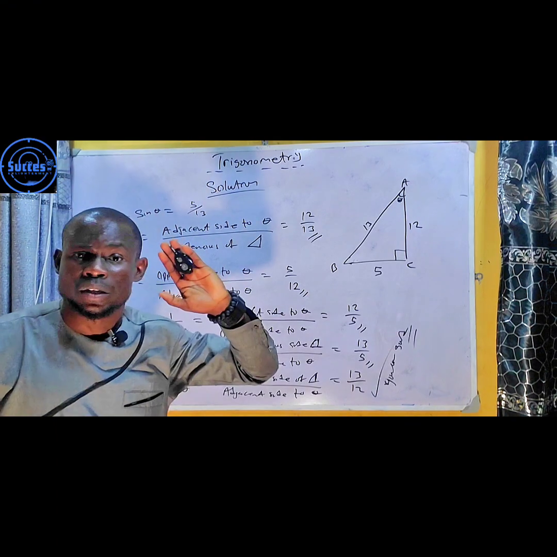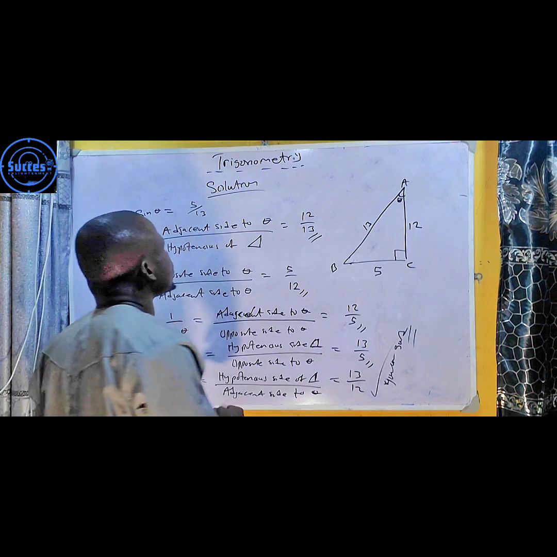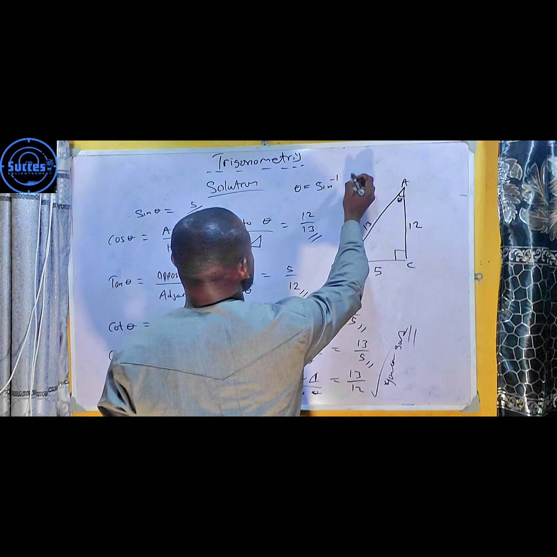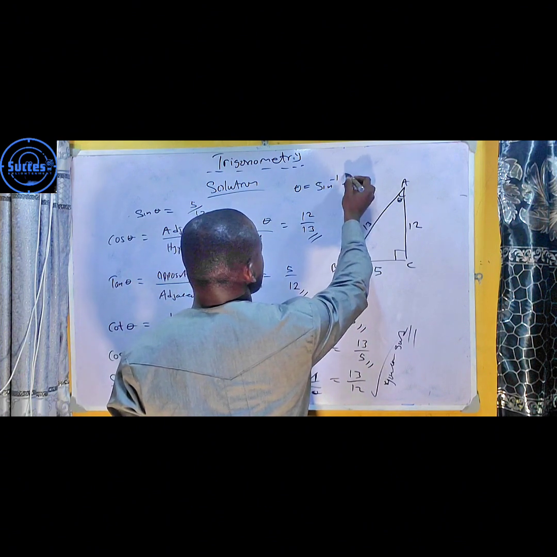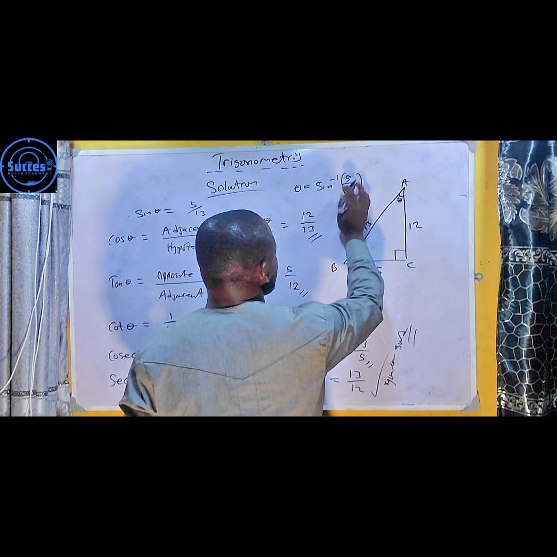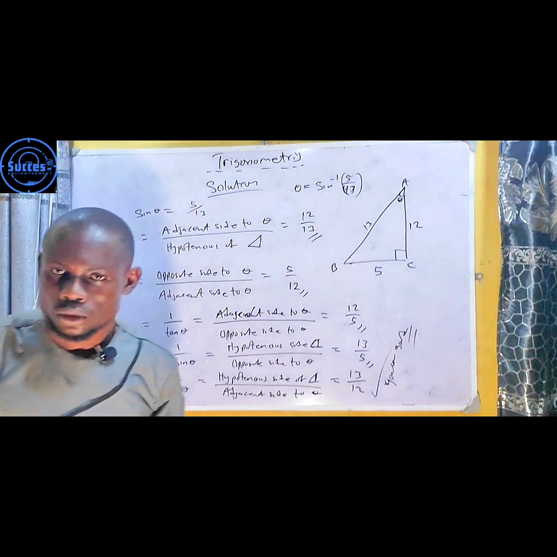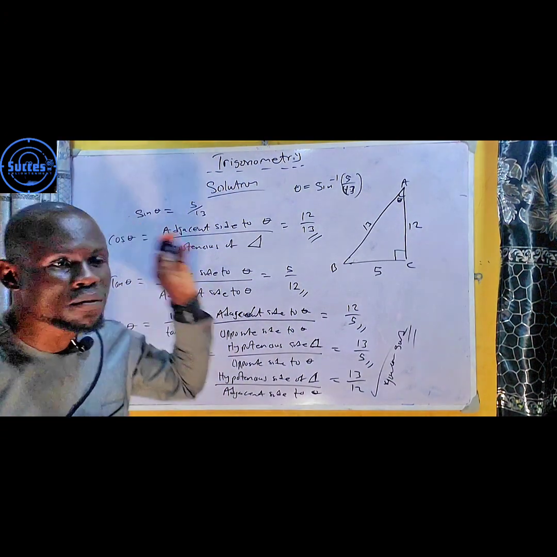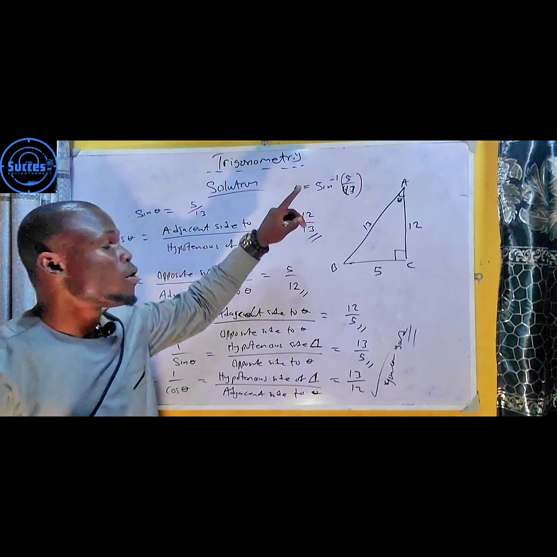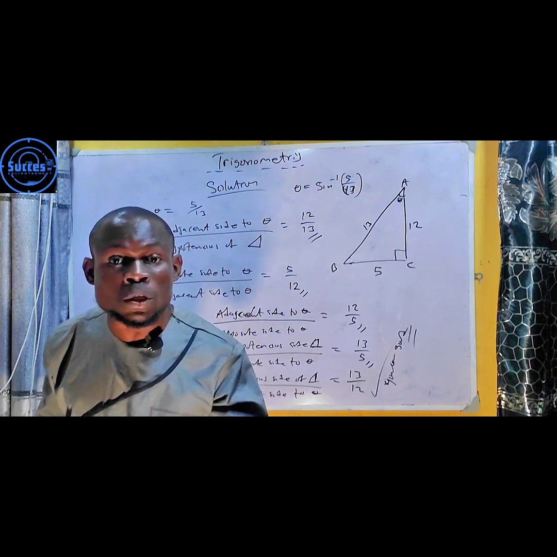You can find theta using sine theta, cos theta, tan theta, cot theta, cosec theta, sec theta. Any of these you can use to find theta. Now, to use sine theta, all you have to do is theta now equals arc sine 5 over 13. Are we together? Use your calculator. Arc sine is shift and sine. You press your shift, you press your sine, then you press 5 over 13.